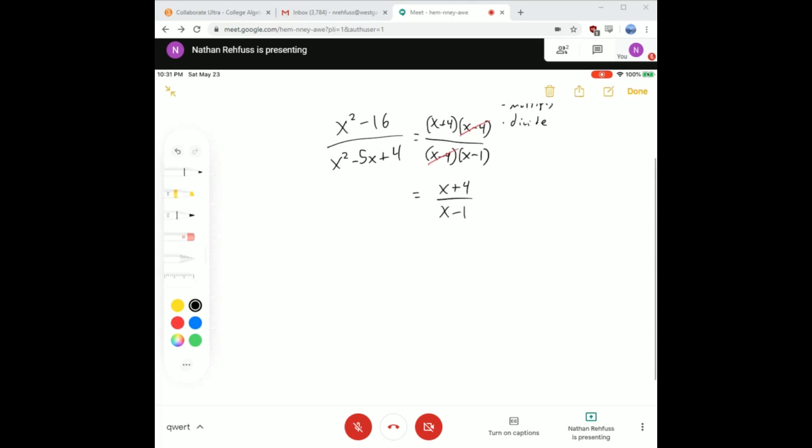Of course, it gets a lot worse if you have more work to do. If I asked you to simplify, say 2x squared plus 7x minus 4, I am regretting this already, divided by 4x squared plus 2x minus 2. We're going to have to factor these, see if we've got any common terms, see if we can get rid of them.